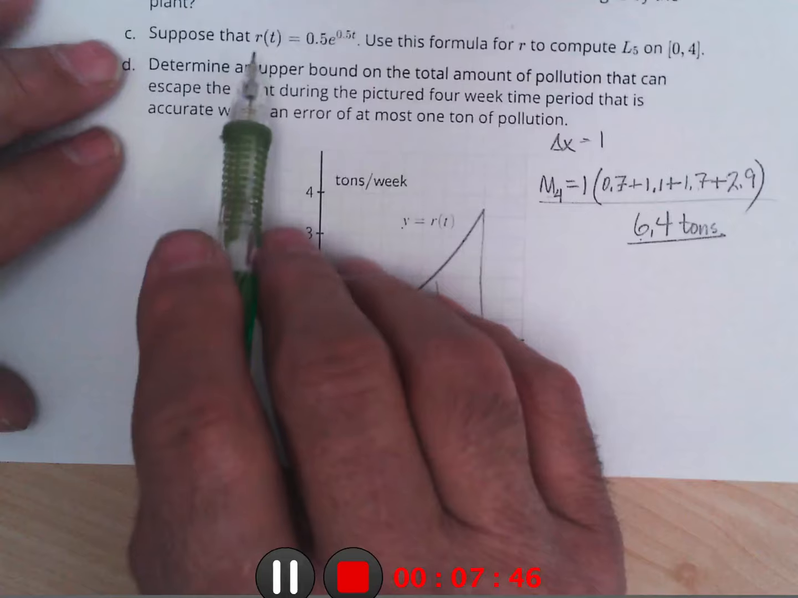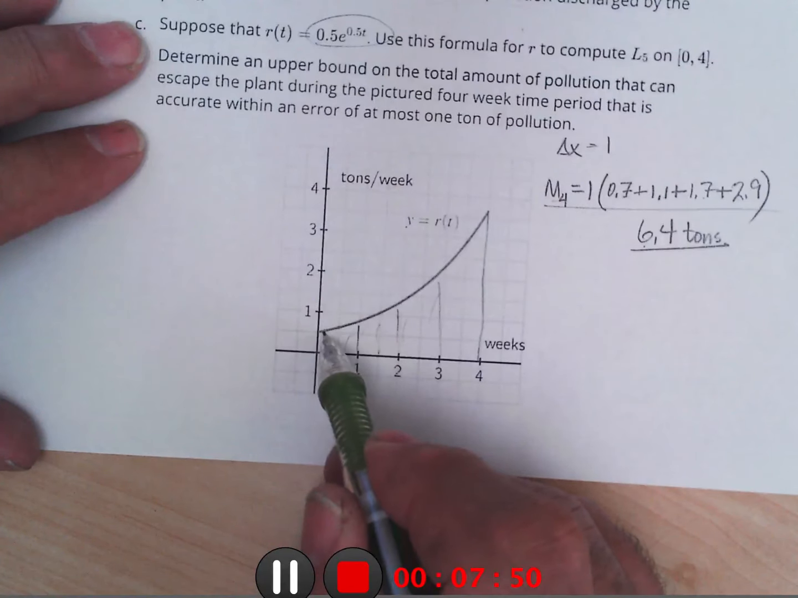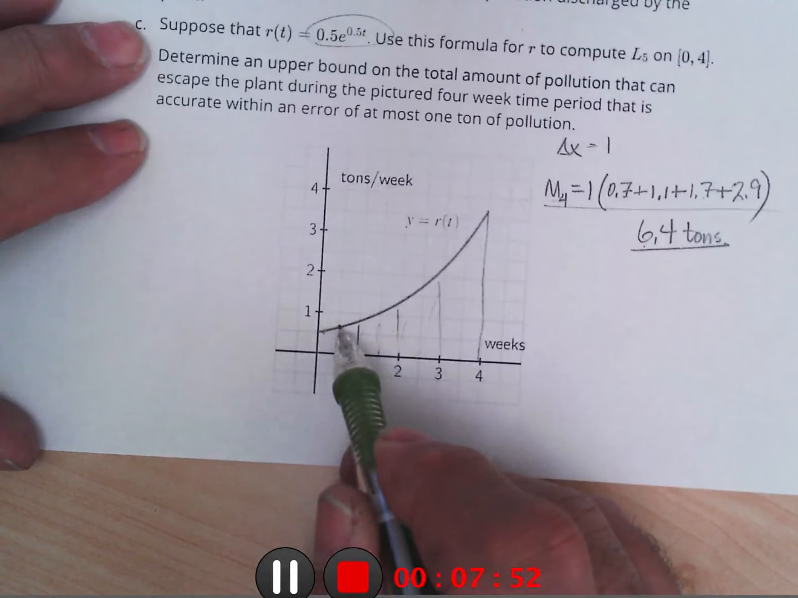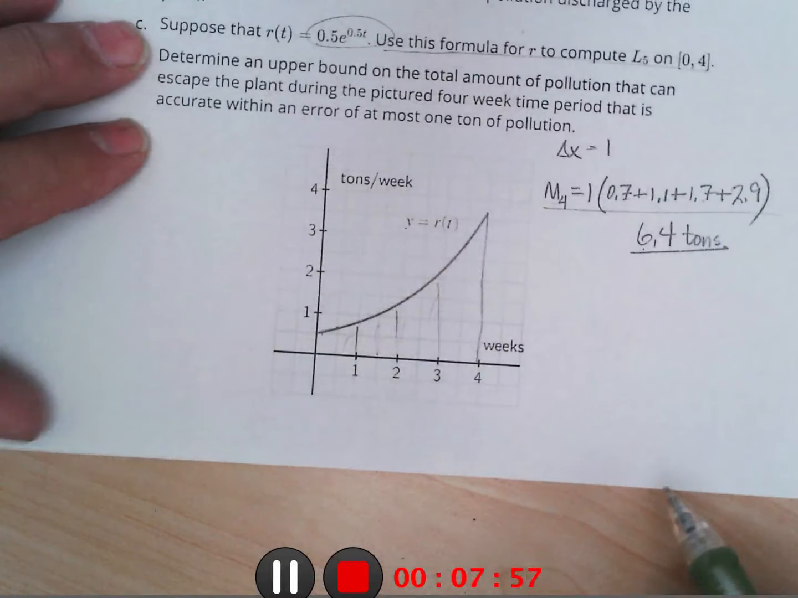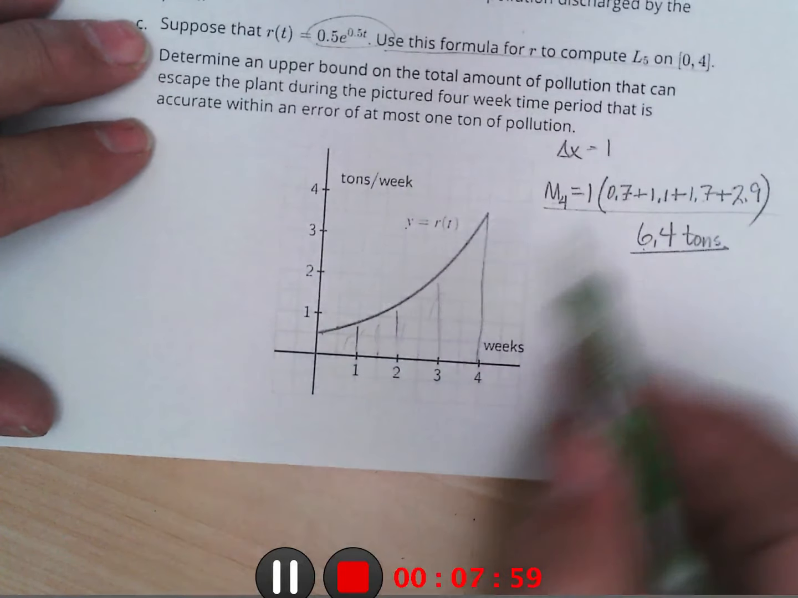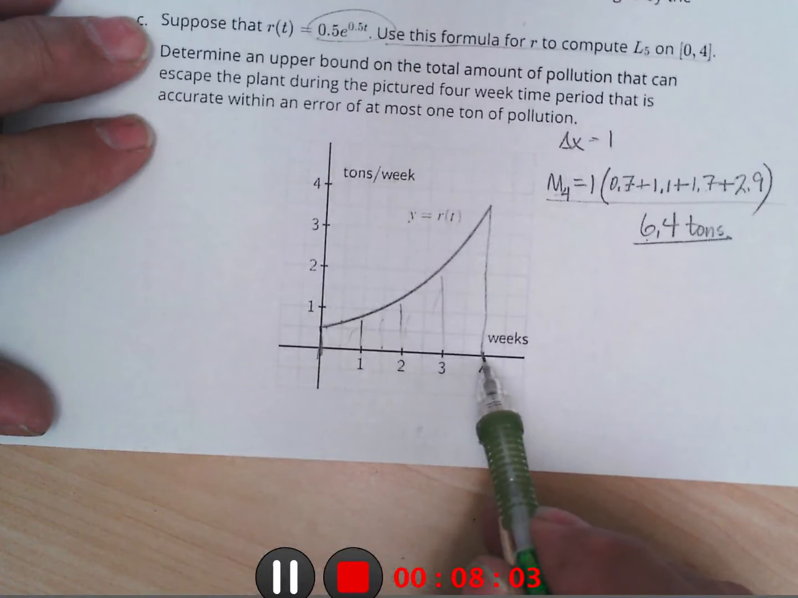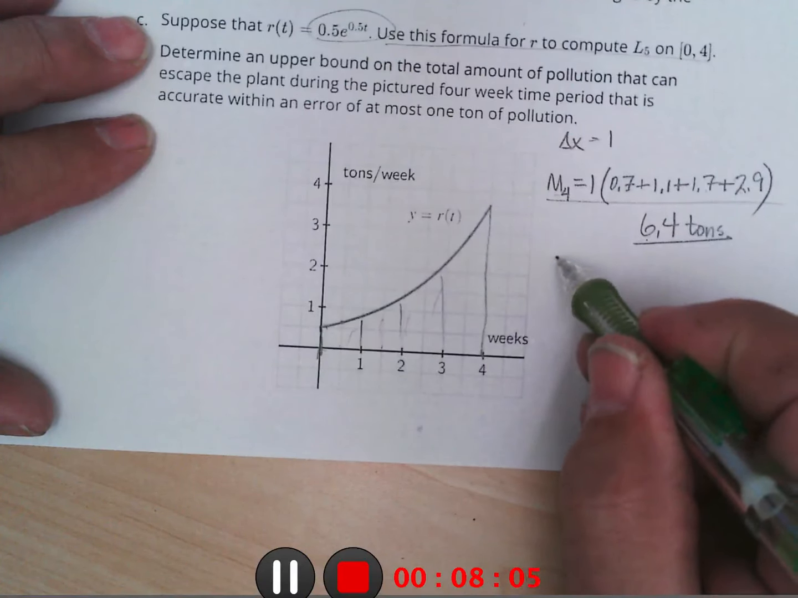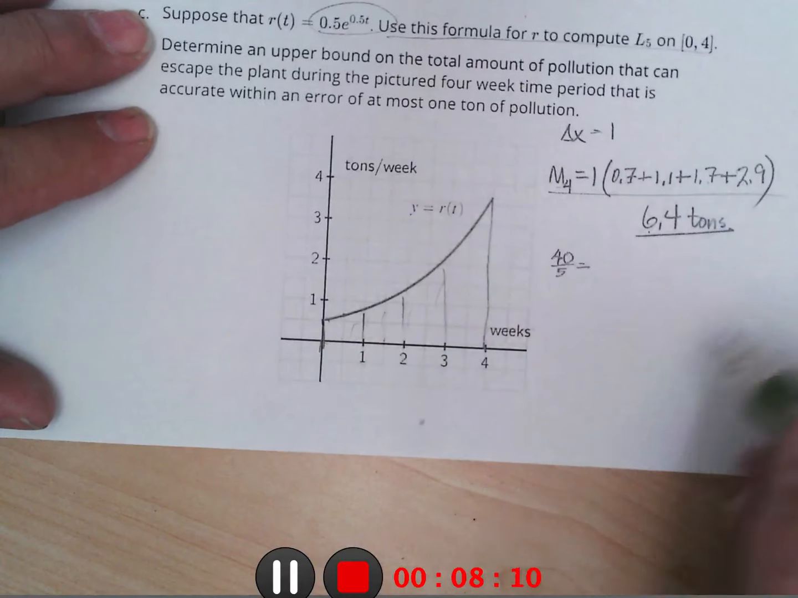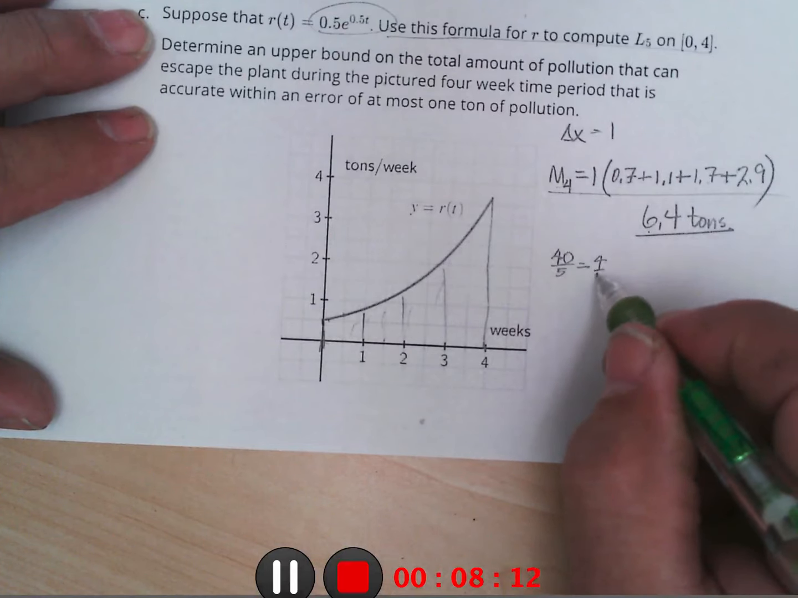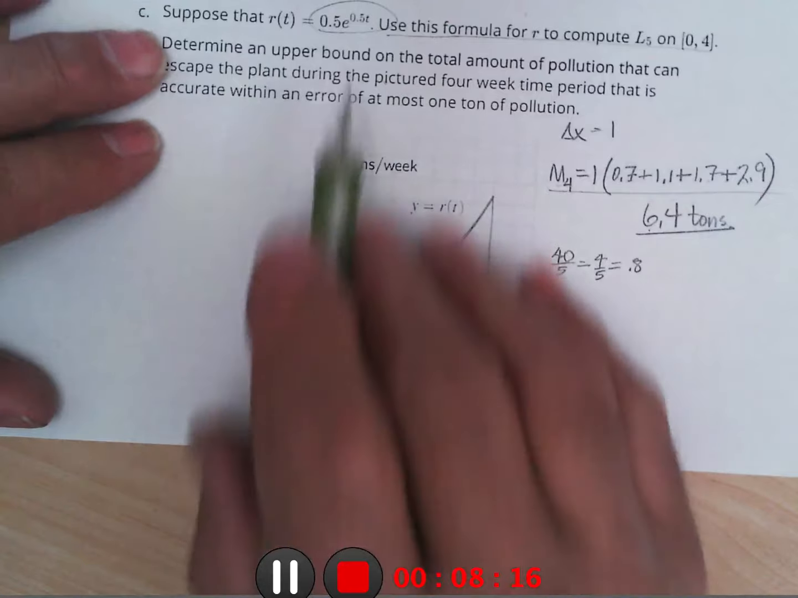If it was this, then we could get these values, use this formula to calculate L5. Well, if the width we're looking at is from 0 to 4 weeks, that's 4 minus 0 over 5, which makes each 4/5 or 0.8.